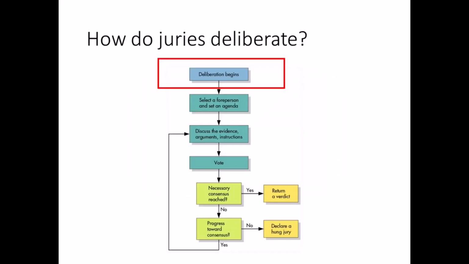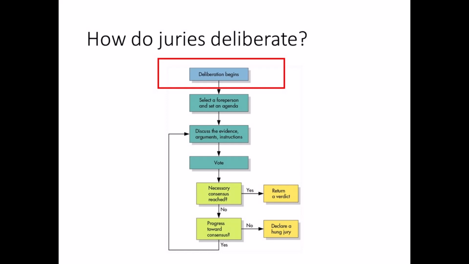How do juries deliberate? Once the jury is inside the deliberation room, the process begins. The figure here on the slide illustrates the various stages of deliberation. There are a number of psychological factors that play a role in the decisions they make at each stage.